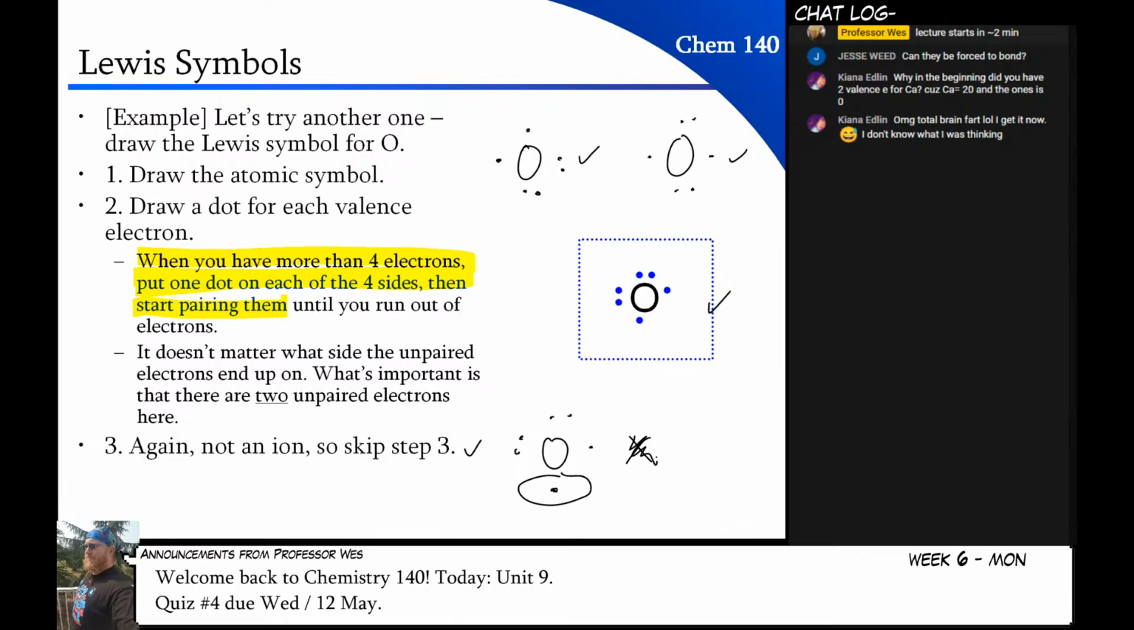And then, of course, if you have an ion, make sure that you're putting brackets around it with the charge. In this case, again, not an ion, so we don't do it.